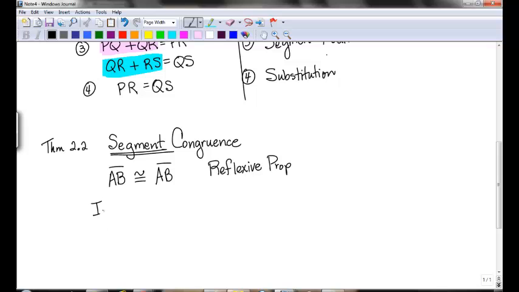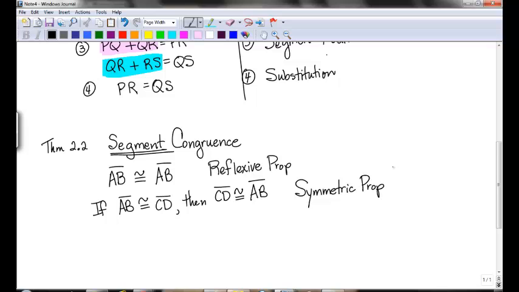Okay? The other one we had was if segment AB is congruent to segment CD, then segment CD is congruent to segment AB. What property was it that says if A equals B, then B equals A? Symmetric. That was symmetric. So this is the same thing. Same idea. This is symmetric. If segment AB is congruent to CD, then CD is congruent to AB. They just turn around that congruent symbol.